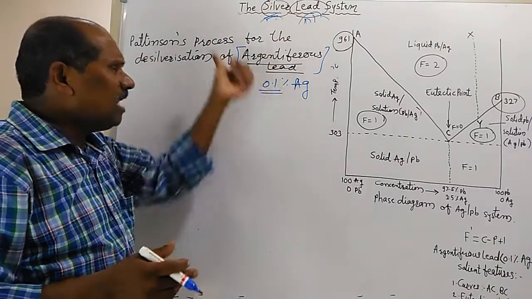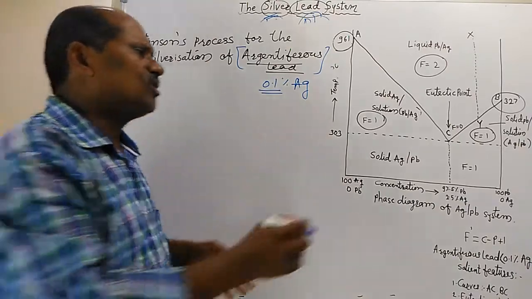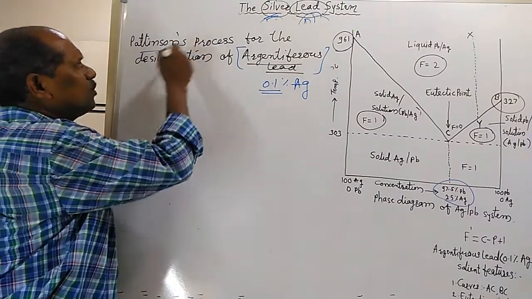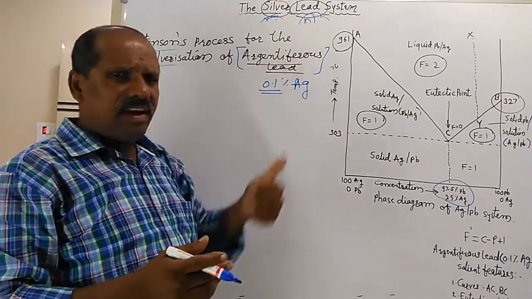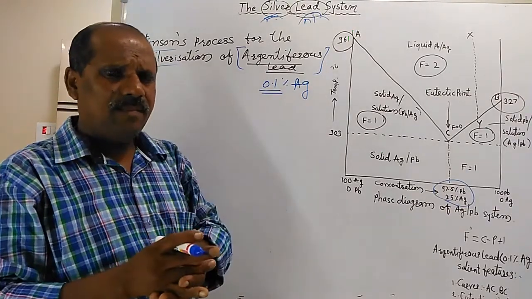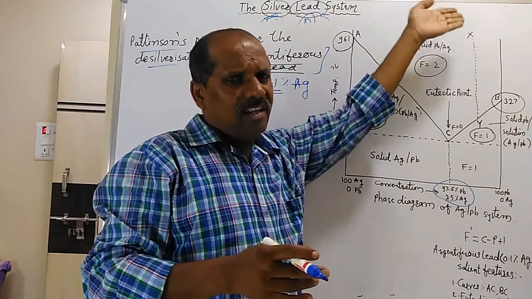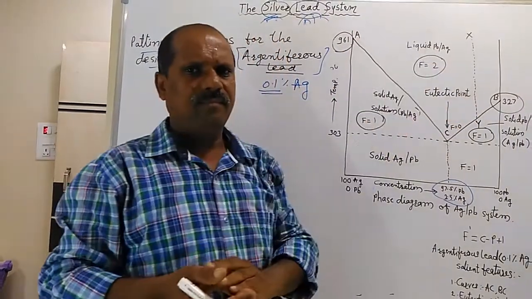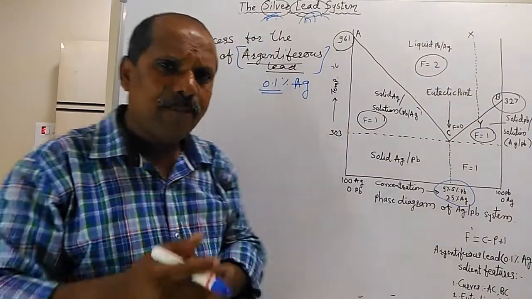For that purpose, this process is used for making a higher concentration in the argentiferous lead. In Pattinson's process, what is the mechanism used? Melt the argentiferous lead well above the melting point, completely up to the point X. After forming the liquid of argentiferous lead, it is allowed to cool slowly along the XY line. Whenever it reaches the point Y, then what will happen?